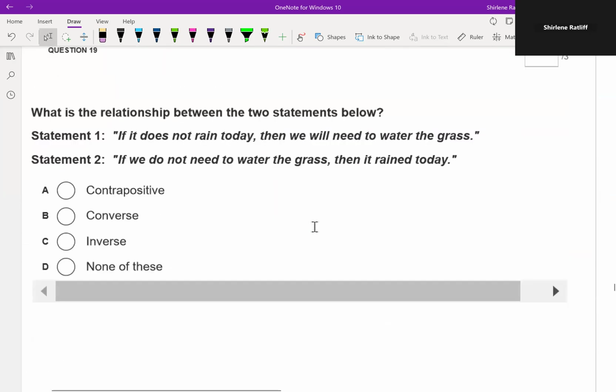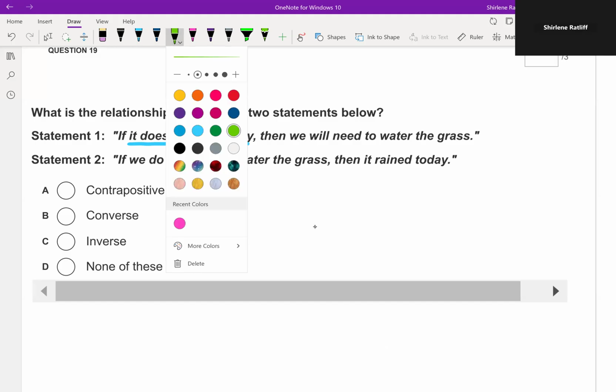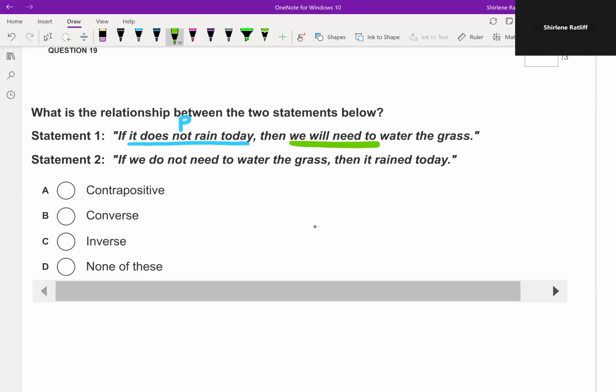All right, question 19. This is a throwback to Unit 1. What is the relationship between the two statements below? If it does not rain today, that would be P, the hypothesis. Then we will need to, oh, that's really big. Then we will need to water the grass. That would be Q, the conclusion.